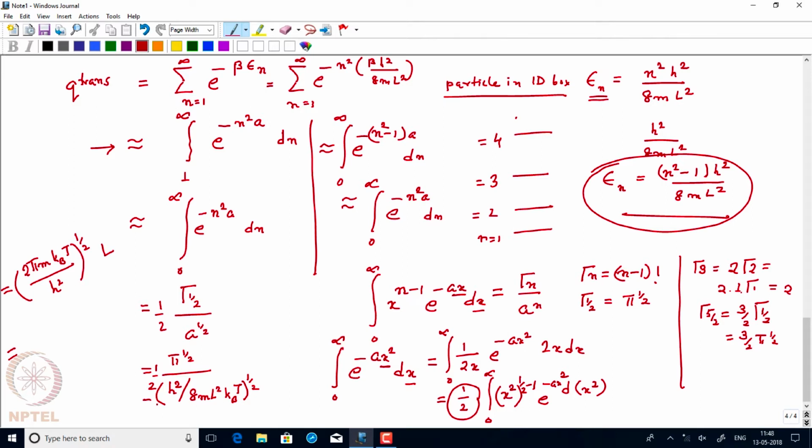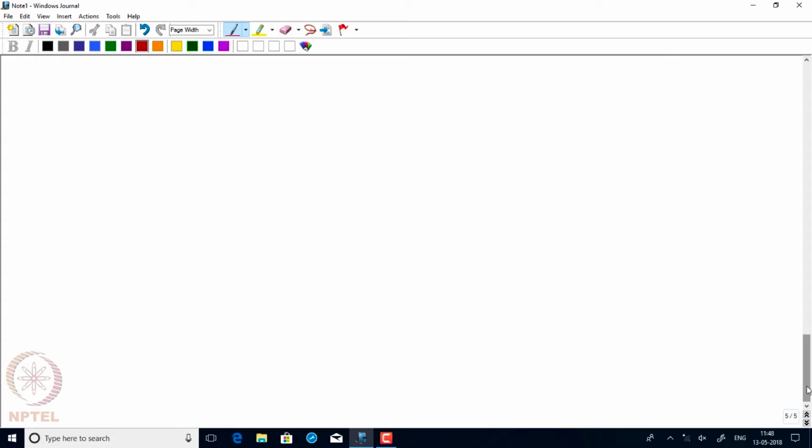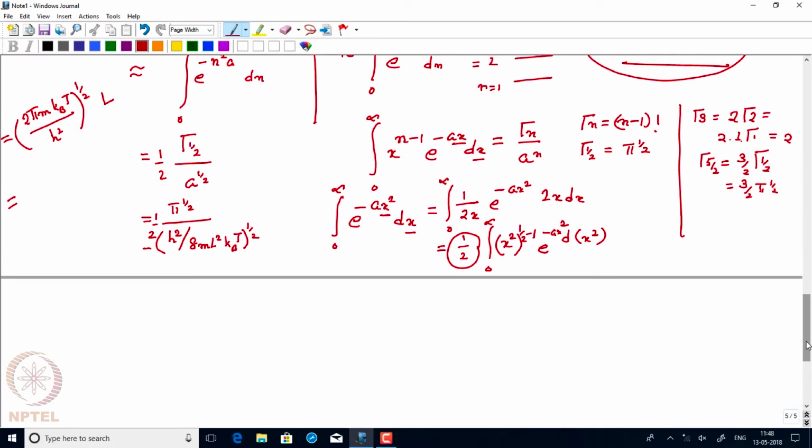So this L squared I'm taking out. So this is the formula for the translational partition function: 2 pi m kbT to the power half into L divided by h bar squared. Now if you have the particle in a 3D box, let me just write it.